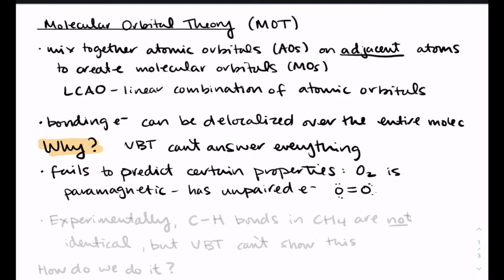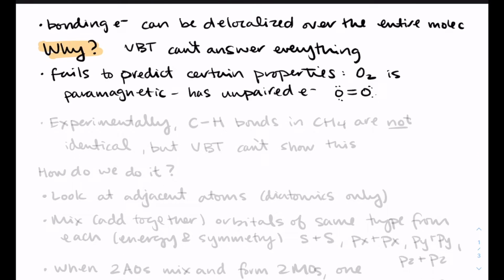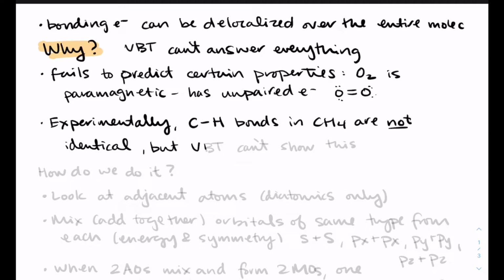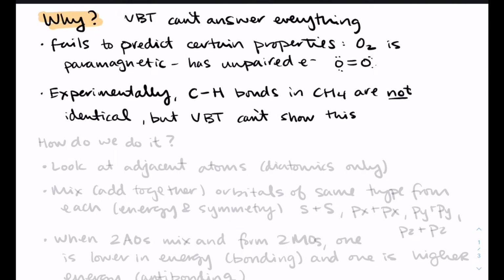The other example is that experimentally, the carbon hydrogen bonds in CH4 are not identical, which in a very recent video we drew a valence bond theory picture of CH4 where all four of the bonds looked identical. And that was the best that we could do based on that theory. Now, you will actually not draw an MO diagram for CH4 because it's too complicated to do by hand. But MO theory will show how all four CH4 bonds are not perfectly identical.